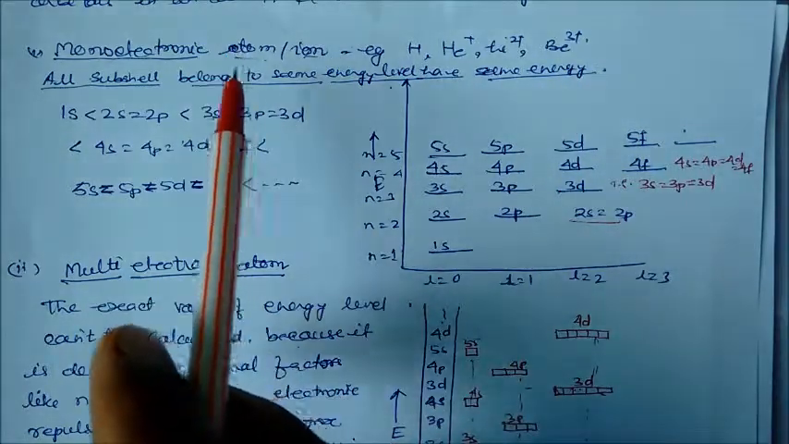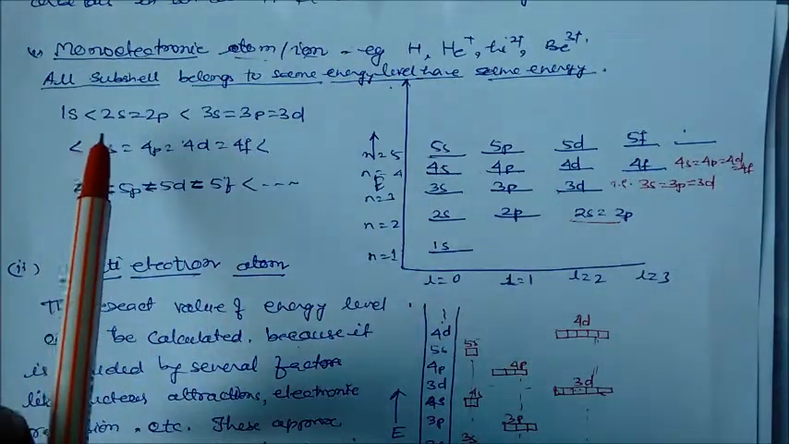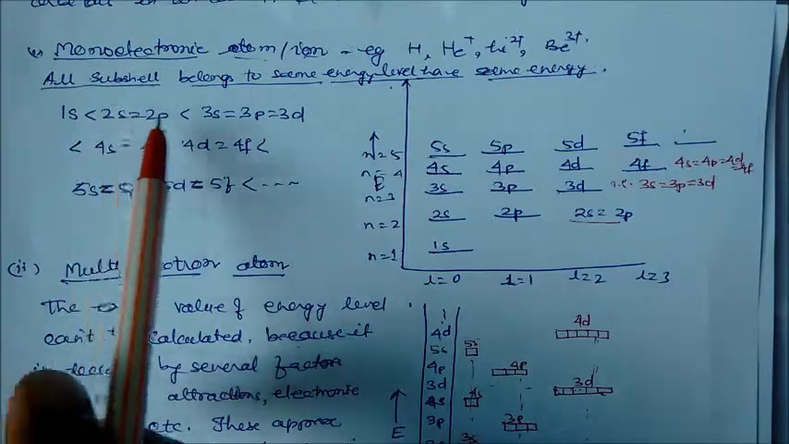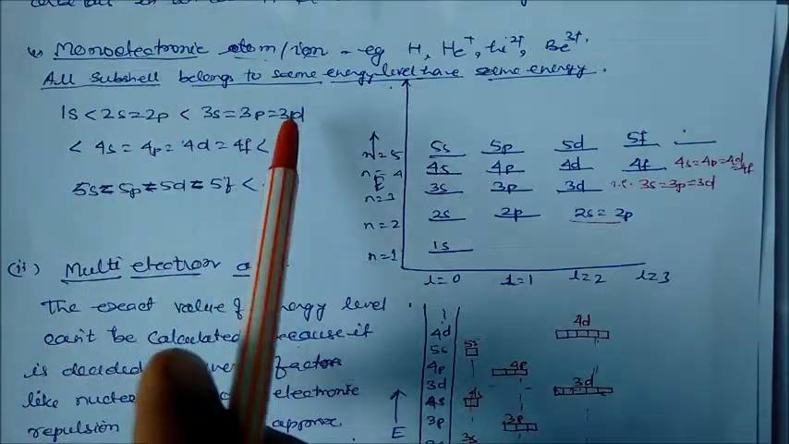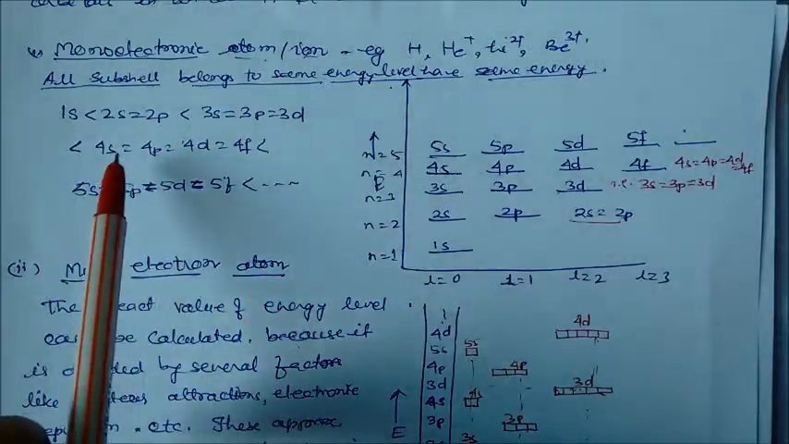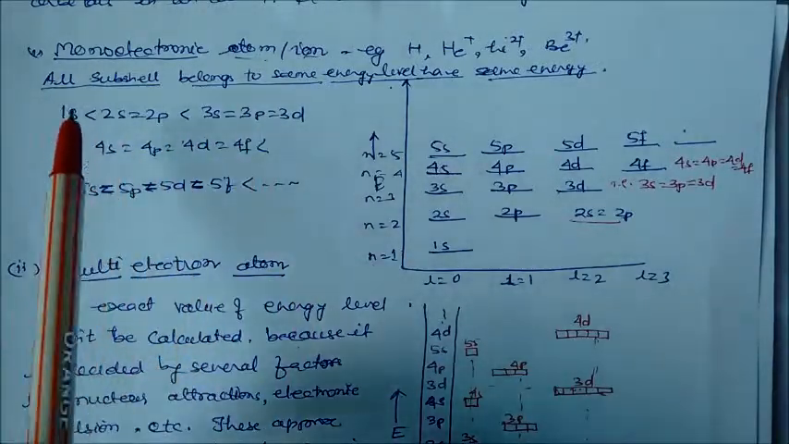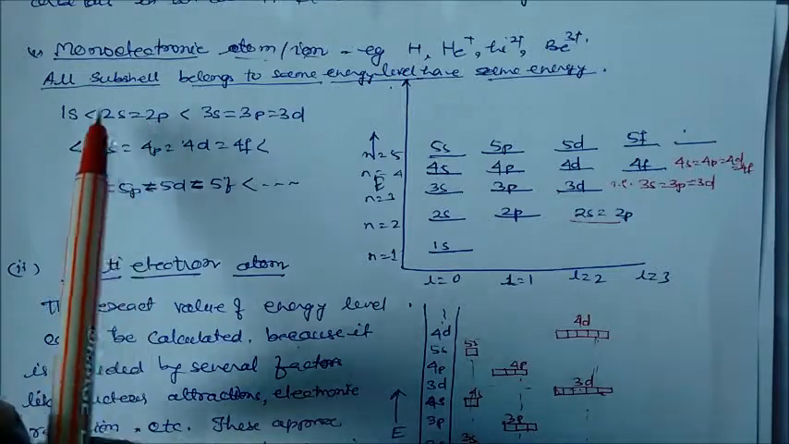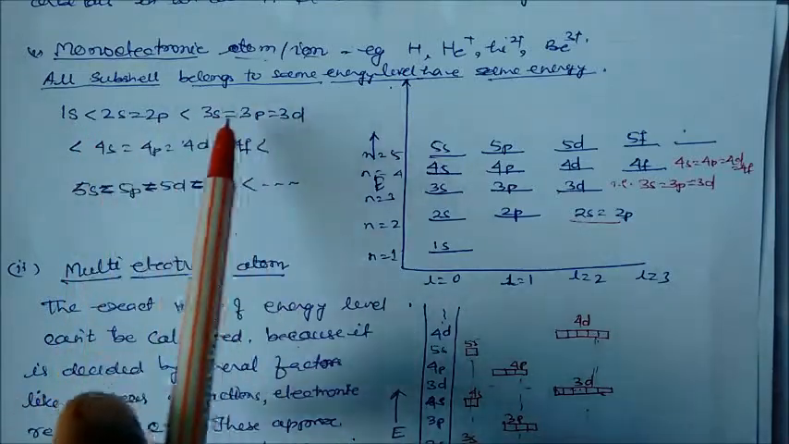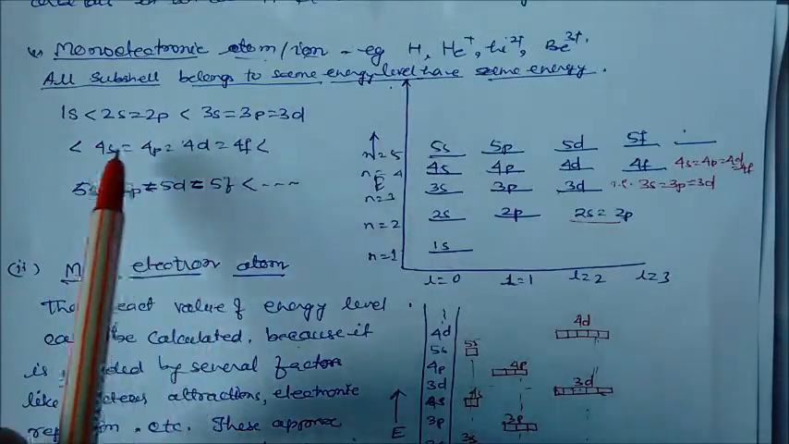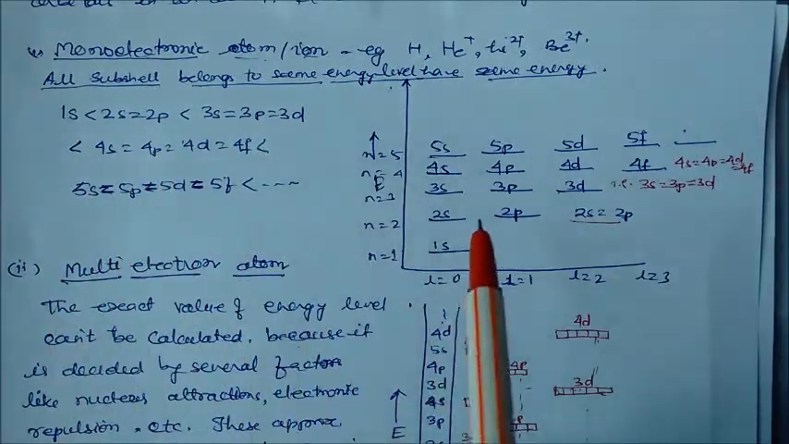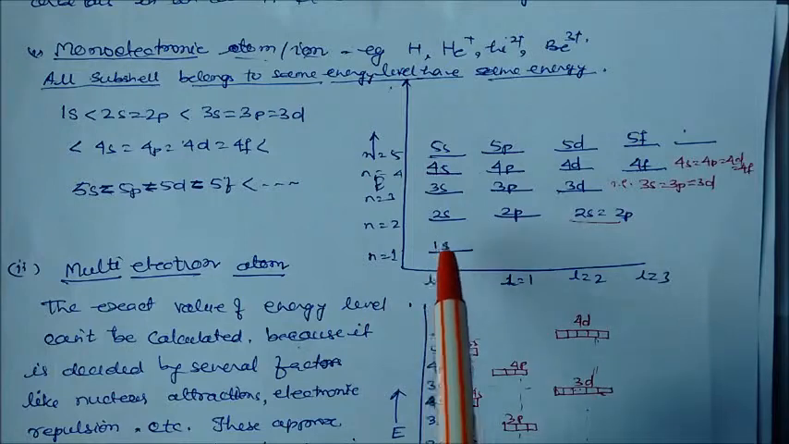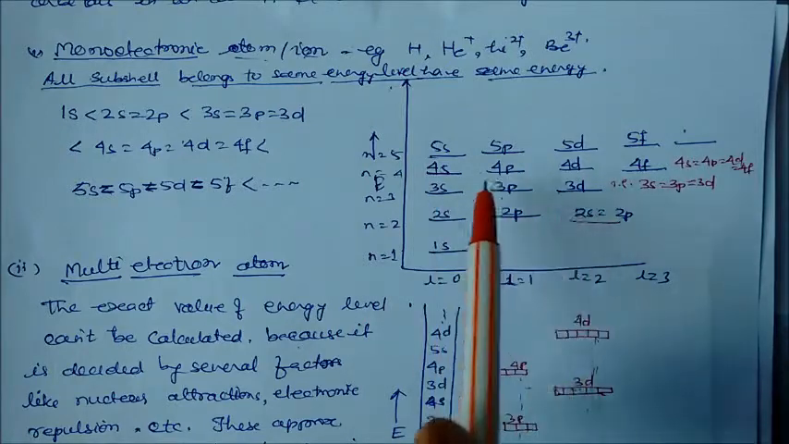In these cases, suppose we are taking 1s, 2s, 2p. Here 2s and 2p both have the same energy, and 3s, 3p, 3d also have the same energy. 4s, 4p, 4d, 4f are equal to each other, but the energy is increasing in order. So 1s is lesser than 2s, but the orbitals within a shell are equal to each other. Here I have drawn one diagram, you can see. This is the 1s energy level, here both are equal, here both are equal.